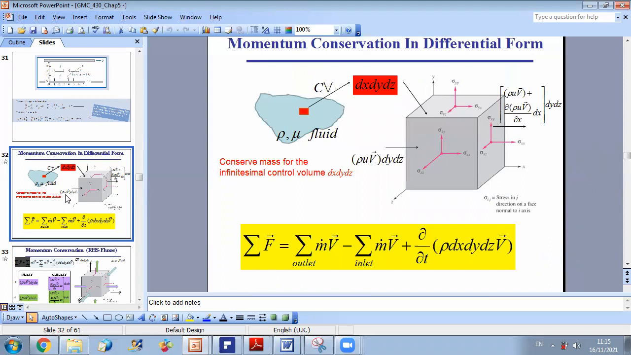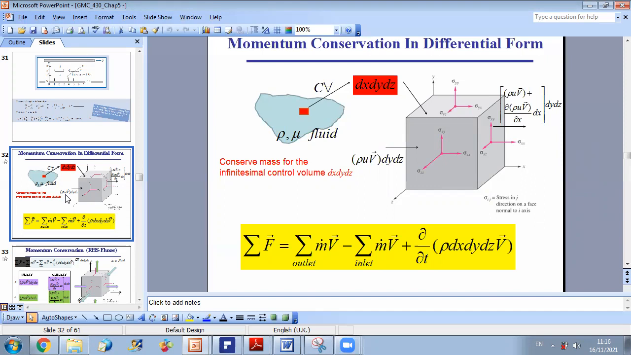Now we will introduce momentum conservation in differential form. So we will follow here, if you want, as we did in the previous chapter. We applied continuity equations and we applied linear momentum relation for a certain control volume. We are doing now the same procedure, but we are considering a micro element, a very small volume. So the formula to apply is exactly the same, but now we are taking an infinitesimal control volume.